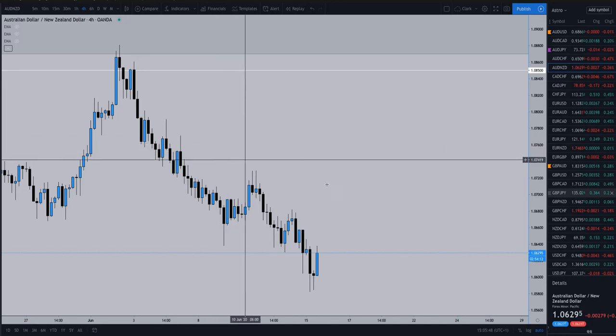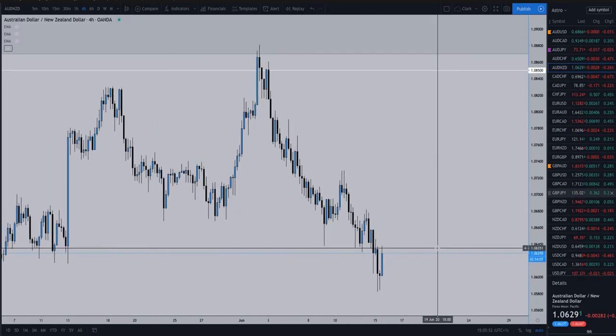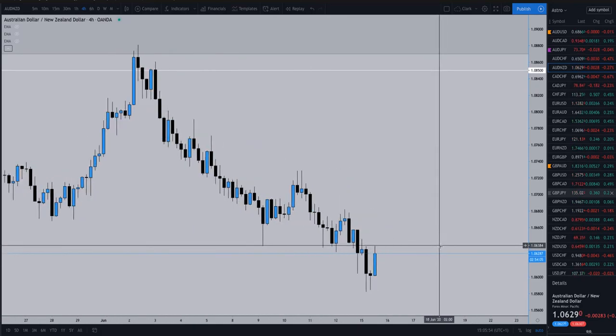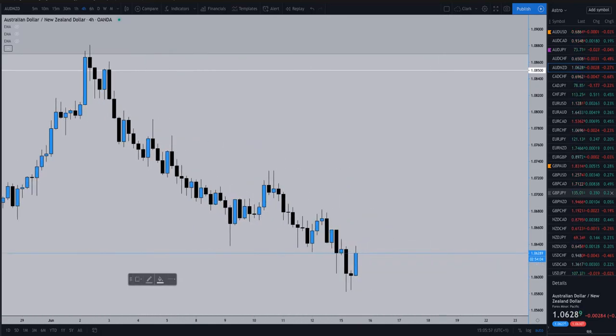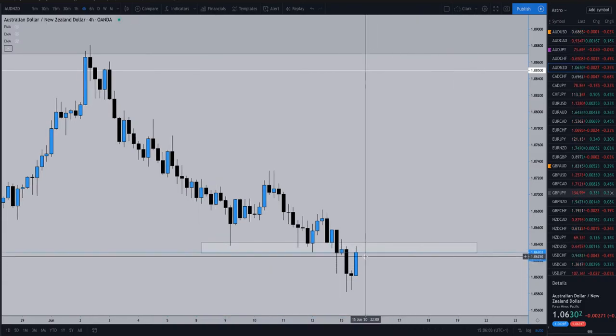So yeah, let's just look for a horizontal level. So this is coming back to test what? The horizontal level. And that horizontal level would be right here. All right. And we're hitting it.